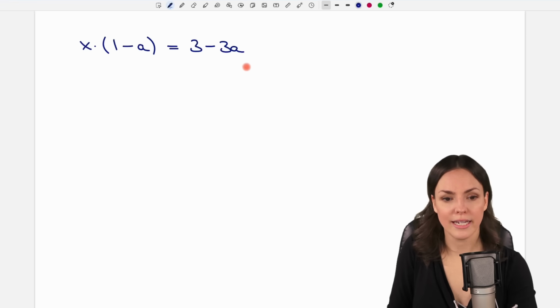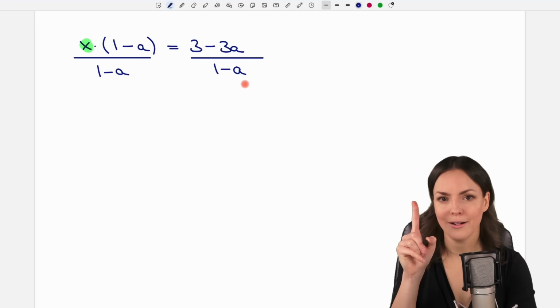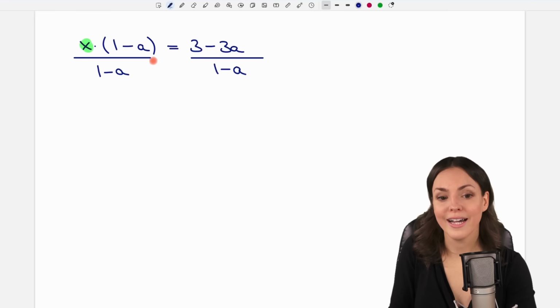I wrote it down here again, and we still want to solve for x. So what do we do? We want to get rid of these parentheses, so we divide by the parentheses. We divide by 1 minus a on both sides of the equation. And now we have to be careful. We divide by something we don't know. It could happen that we divide by 0, and we're not allowed to do that, so we have to take care of it now and make sure that we're not dividing by 0.